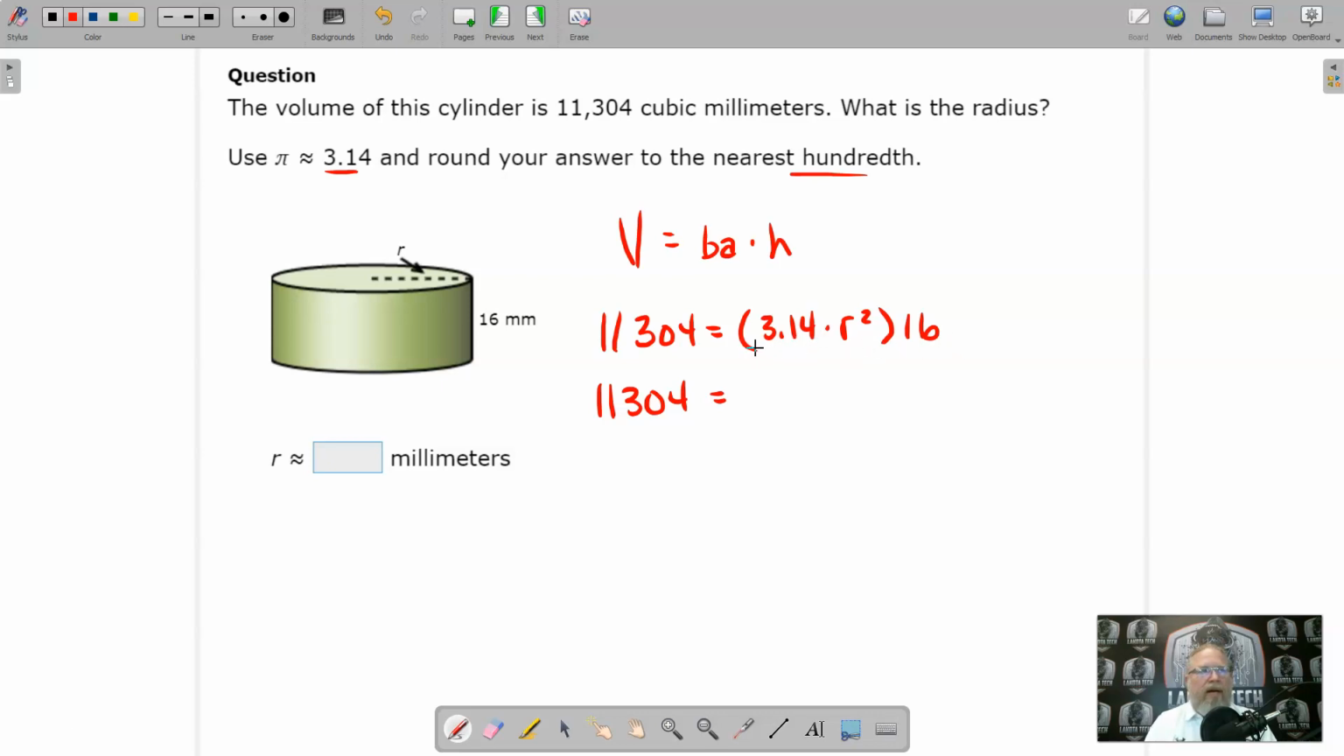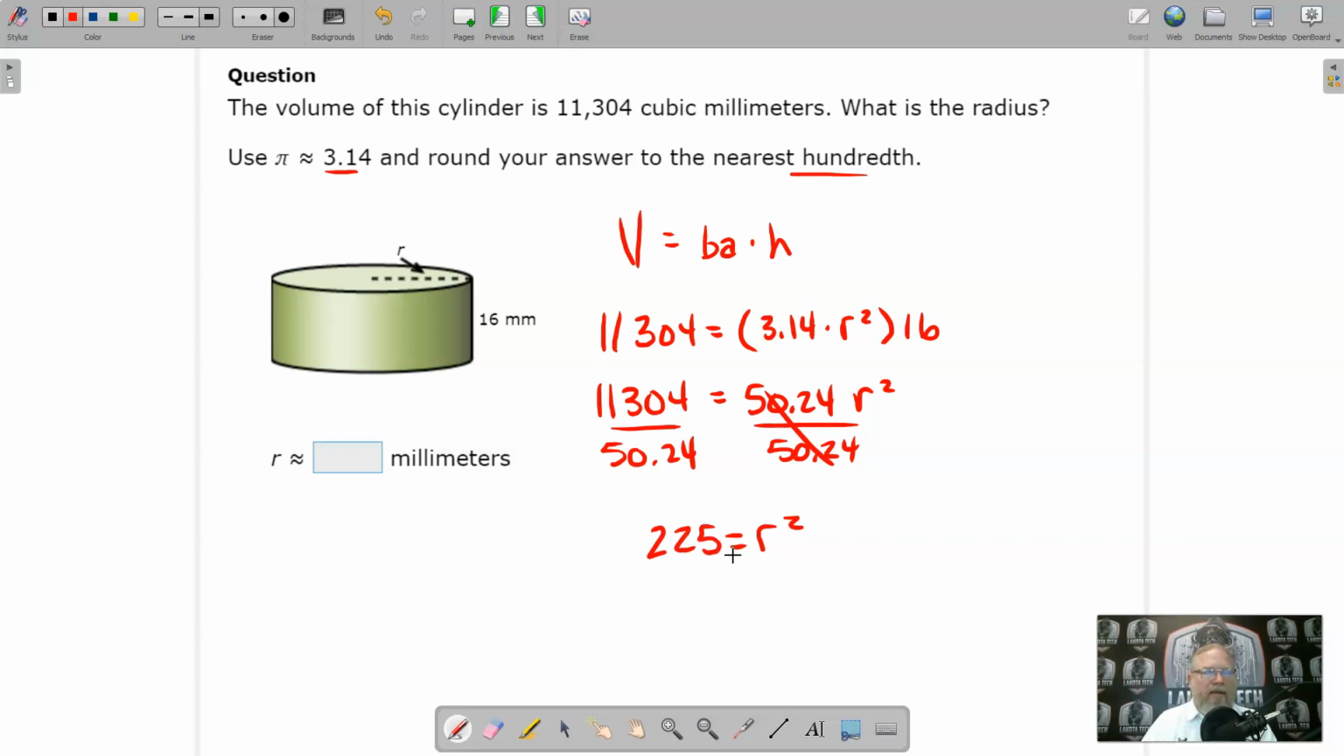So we could go ahead and do the 3.14 times 16. I'll go ahead and do that. 3.14. I'm going to multiply that times 16, and that's going to give me 50.24. And I still have the r squared is still there. Now let's divide both sides by 50.24. So those will cancel, leave me with r squared, and then 11,304. And I want to divide that by the 50.24, and that's going to give me 225.